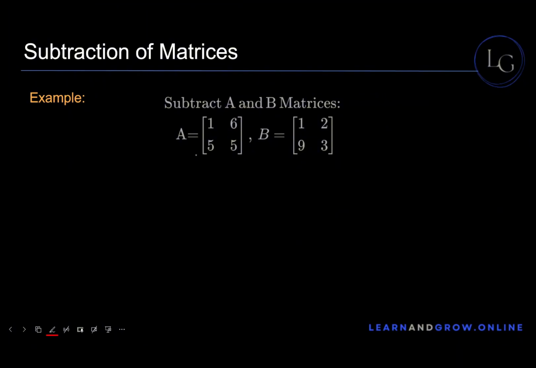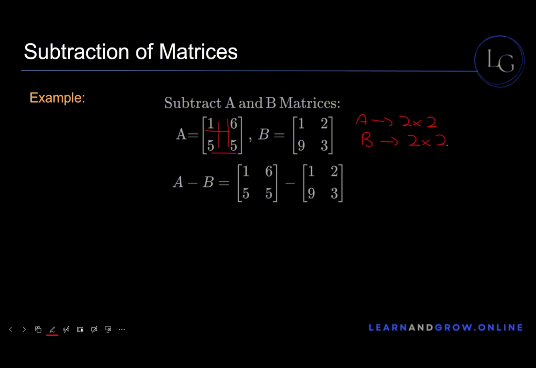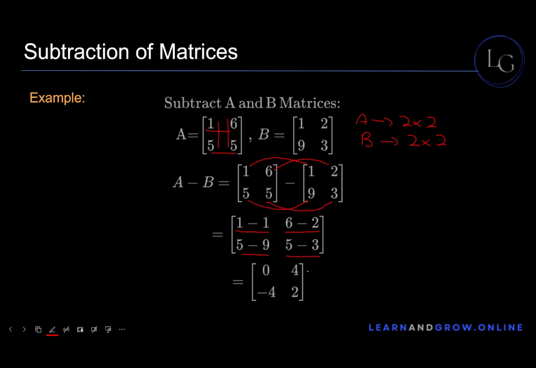Now see this example here. We have to subtract A and B, A minus B. So let's first see the order of A is 2 by 2, 2 rows and 2 columns. And the order of B is also 2 by 2. So they can be subtracted from one another. So A minus B, well, as we've seen before, we'll subtract the corresponding entries. So 1 minus 1, 6 minus 2, 5 minus 9, and 5 minus 3. And this will be your resultant matrix.